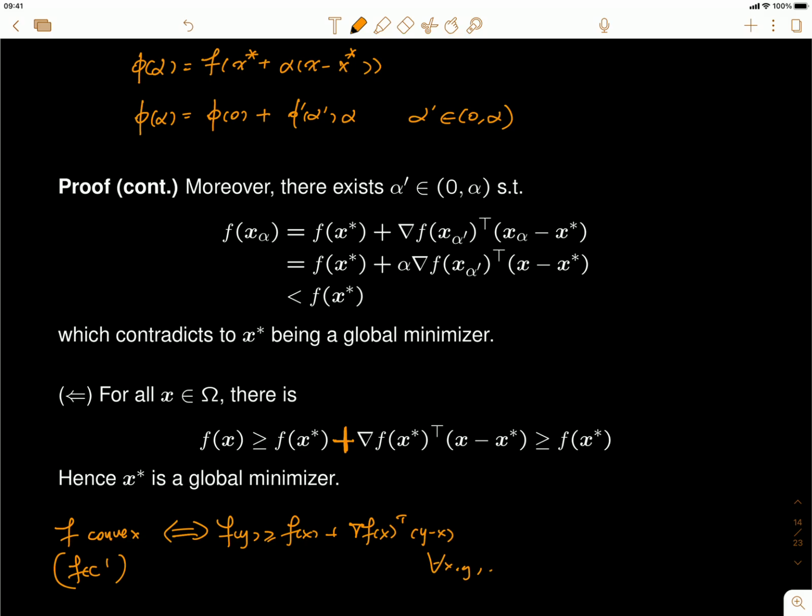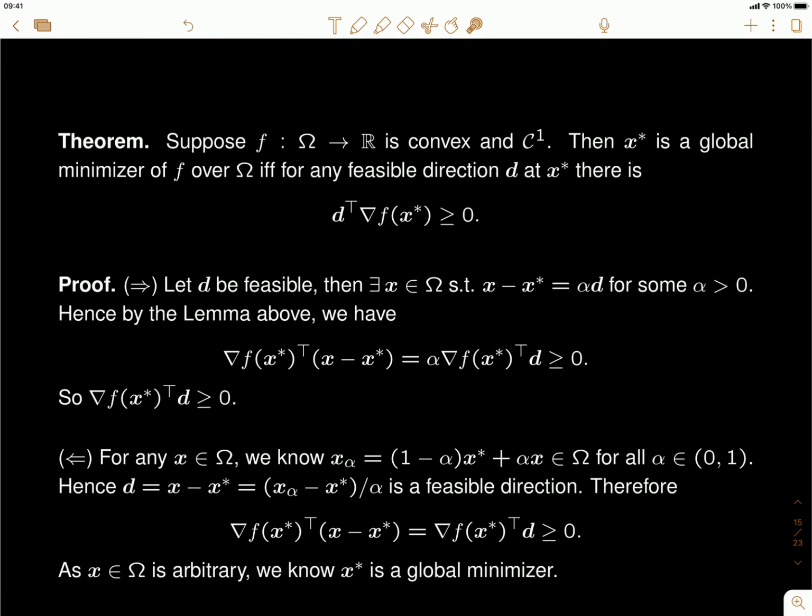Okay, now I'm just taking x star to be this x, and this x to be this y. Then I will have this inequality. Because this term is greater than or equal to 0, according to the condition, this will be further greater than or equal to f of x star. That means for any x in the domain omega, the function value is greater than or equal to the value at x star, and that means x star is a global minimizer. Okay, this shows the other direction.